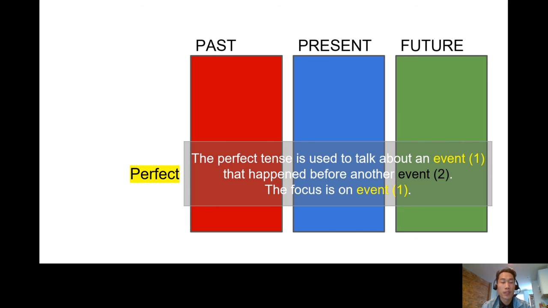So what do the perfect tense verbs do? They are used to talk about an event one that happened before another event two, but the focus is on event number one.